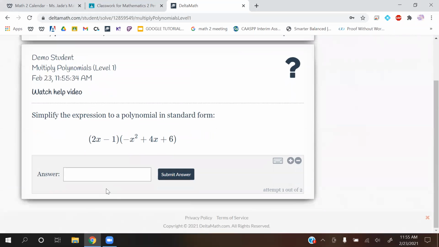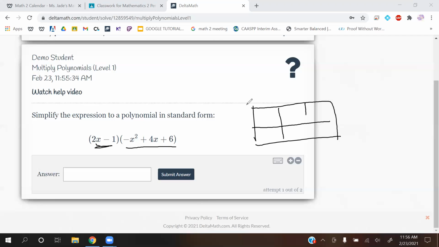So you can either use the box method if you like it, or I know a lot of you guys also prefer the regular old distribution method. So I'm going to show you both of those options. If you want to do it with a box method, you just draw your own box on your scratch piece of paper. So there's 2 terms here, so I'm just making it into 2. There's 3 terms here, so I'll just separate it into 3.